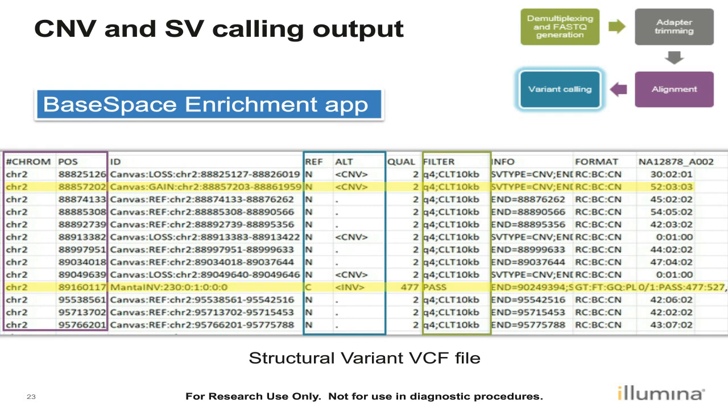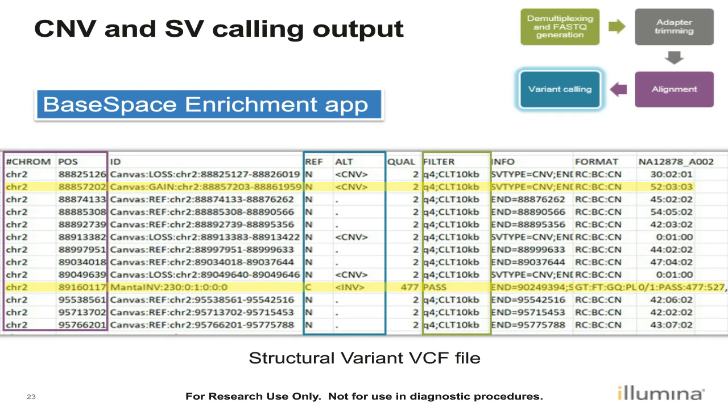And with the base-based enrichment app, it will actually combine structural variant and CNV calls into a single VCF file. So here we have MANTA, which again is the structural variant caller from Illumina. And this is denoting an inversion, or INV. And this one actually passed in the filter column. We see that it passed all the filtering steps. It has a pretty high quality. So this is where you can expect to see your structural variant calls as well.